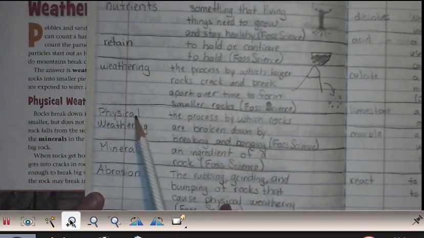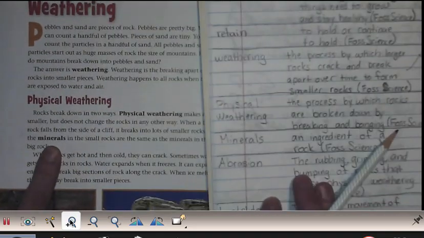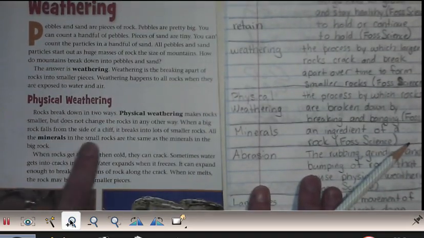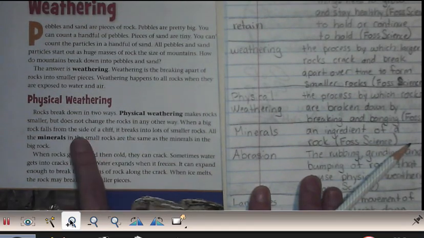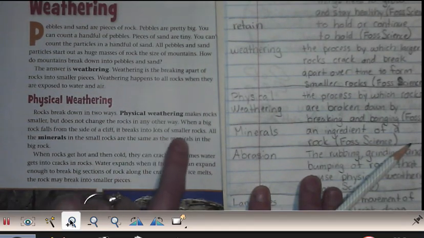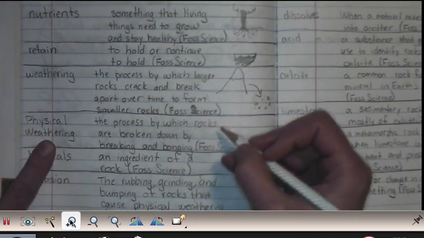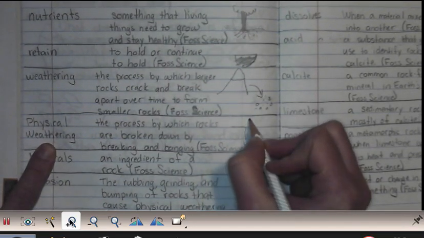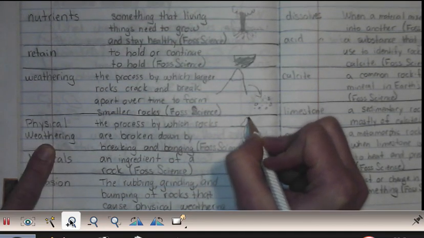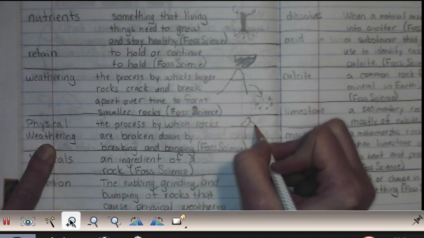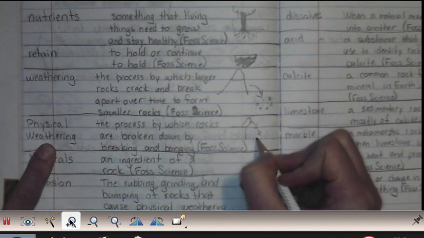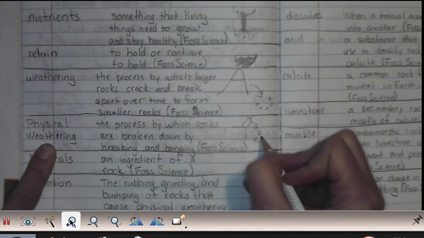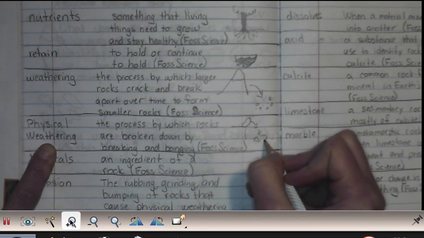So, physical weathering, again, this author gave us a really clear picture where there's a big rock falling from a cliff and breaking into smaller rocks. I might add that to my physical weathering, drawing an illustration. Maybe I have a cliff here and there's a big rock on the edge of it and it falls down and it breaks into smaller parts.